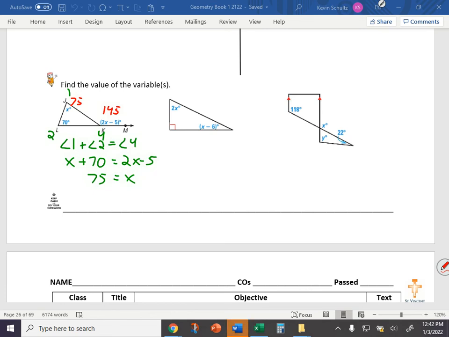The next one, we're kind of short on time here, so we're not going to go through the whole thing. What equation can you set up that will allow you to solve for the variable in the next one? Noting it's a right triangle. So take a look at the top. What do we say about right triangles? What can we set up here?